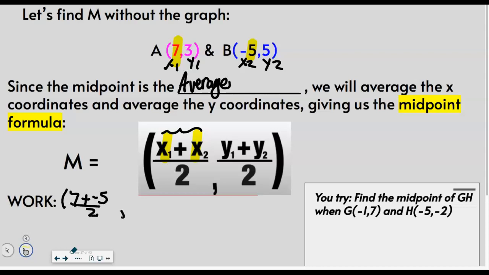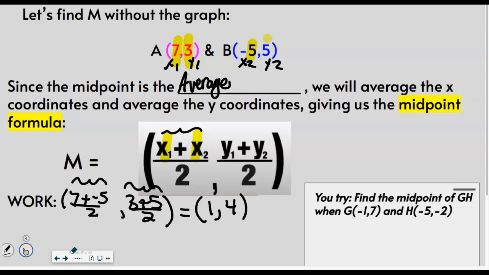Then we're going to add up our y's, 3 and 5, and divide by 2. So 3 plus 5, and we'll divide by 2. I'm averaging the x's and averaging the y's. 7 plus a -5 is 2, right here. 2 divided by 2 is 1. 3 plus 5 is 8. 8 divided by 2 is 4.